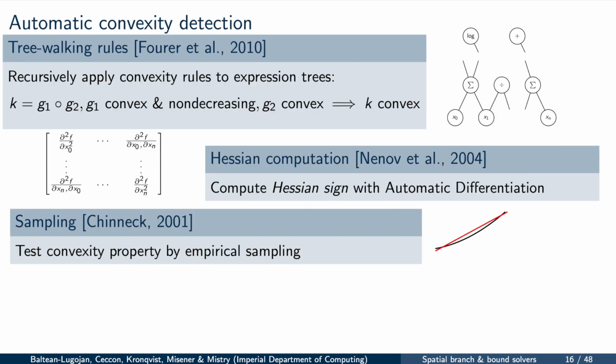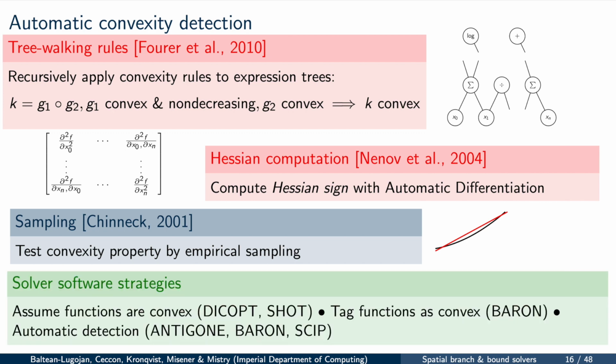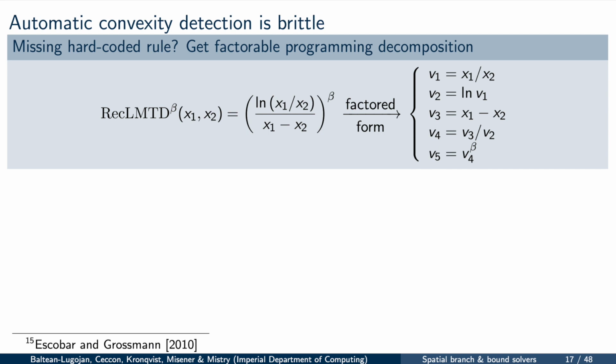Now, contrast this important function with the automatic convexity detection rules that we have available to us. So this first type, the tree walking rules, and the Hessian computation, these are the types of automatic convexity detection that are typically used in solver software. And most global optimization software will have implemented these automatic detection rules. But the problem with it is that this automatic convexity detection is brittle.